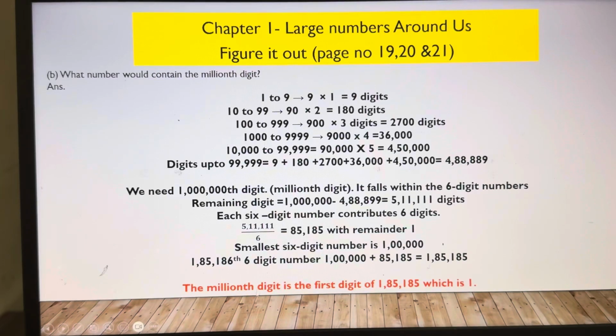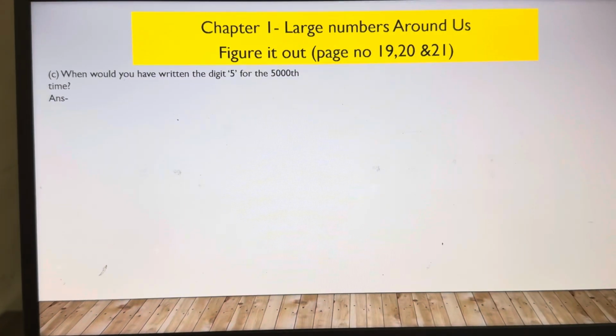So the millionth digit is the first digit of 1,85,185, which is 1. Okay, that's your answer. So it's a little lengthy sum. If you have some doubts, you can write in the comment box. I'll answer back. Now question 6C.